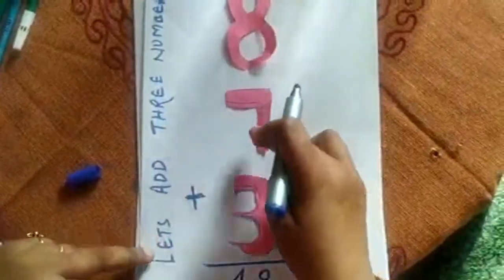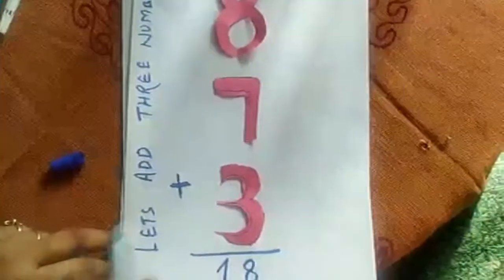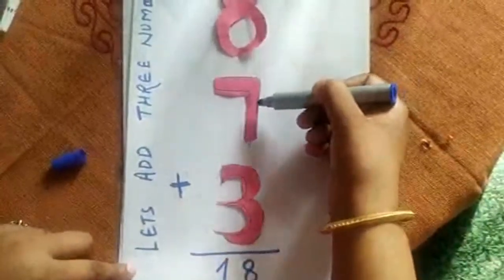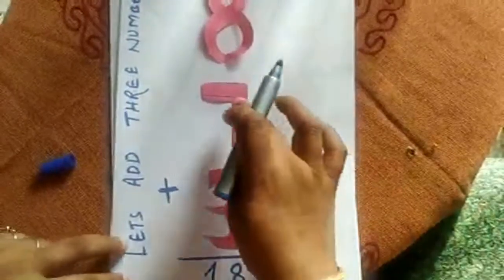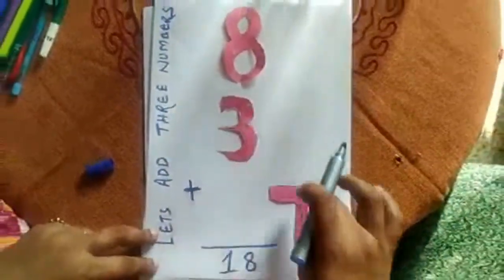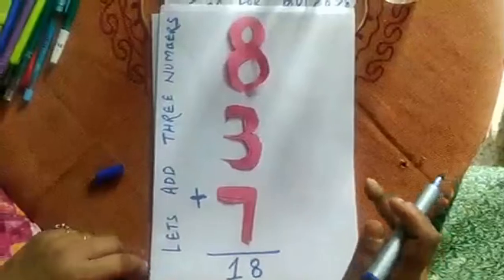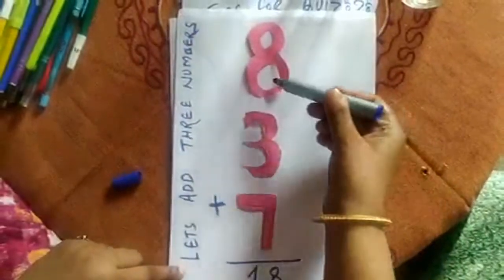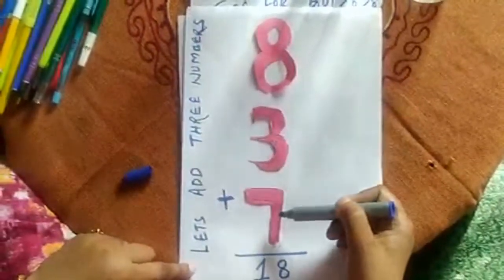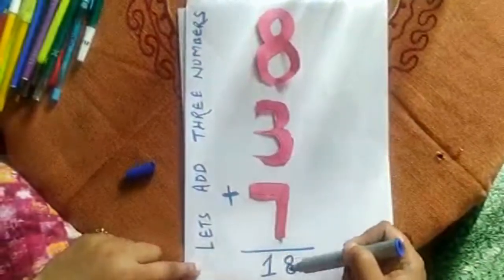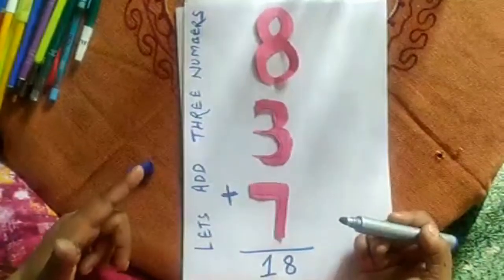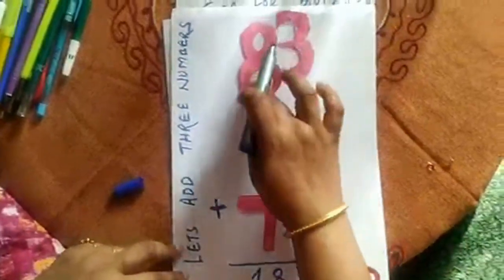So 8 plus 7 plus 3. How much? 8 plus 7, 15. 15 plus 3, 18. The sum is the same. Again I am changing the middle to the last addend, changing the order. 8 plus 3 plus 7. 8 plus 3, 11. 11 plus 7, 18. The sum is the same.